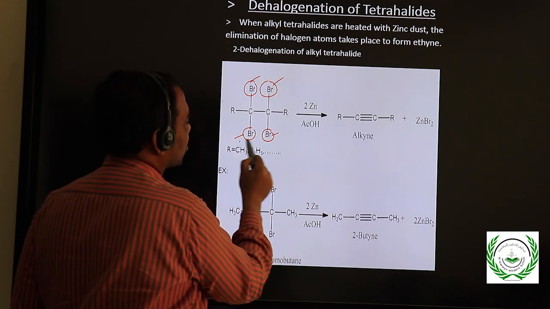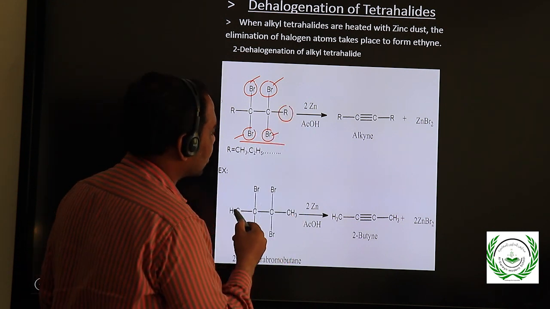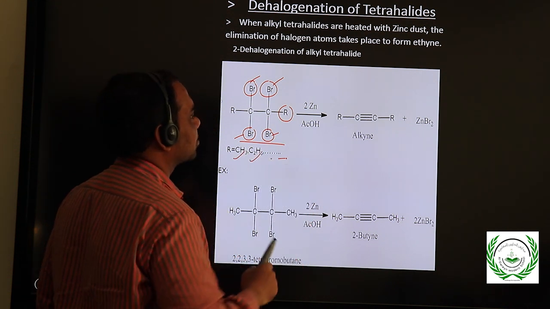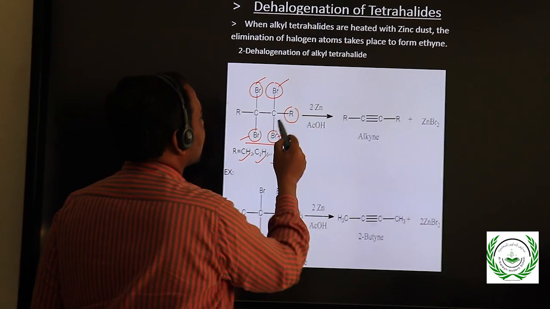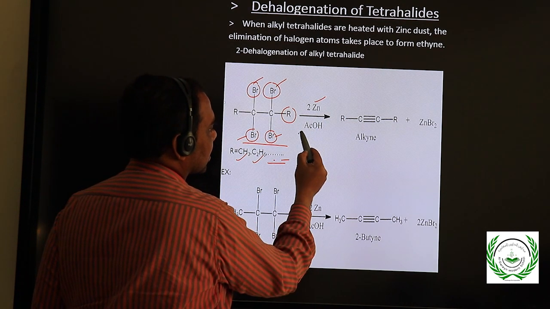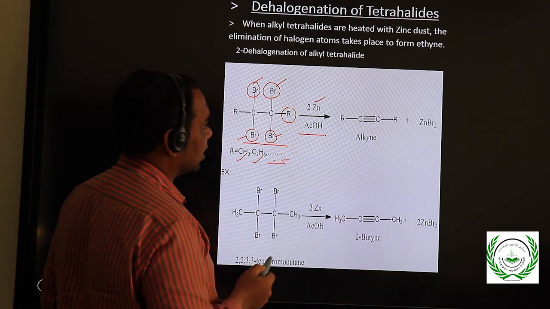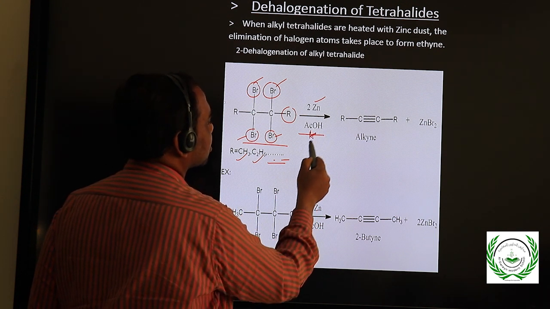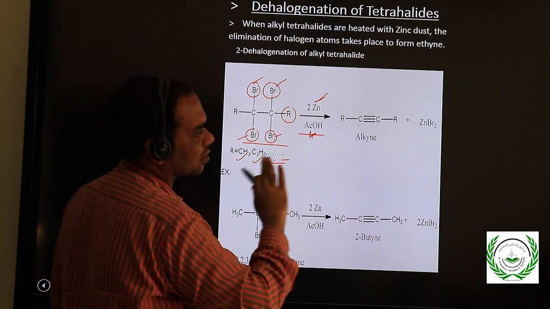So when this compound has 4 bromines, R indicates an alkyl group. Alkyl means it may be CH3 or C2H5 or something else. Now, on the continuation of the series, this compound in the presence of zinc and alcoholic potassium hydroxide, actually we take alcoholic potassium hydroxide in the presence of zinc dust. What happens? These bromines are removed.